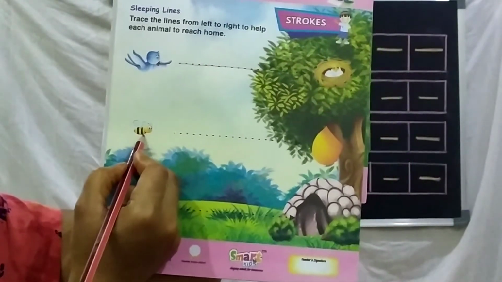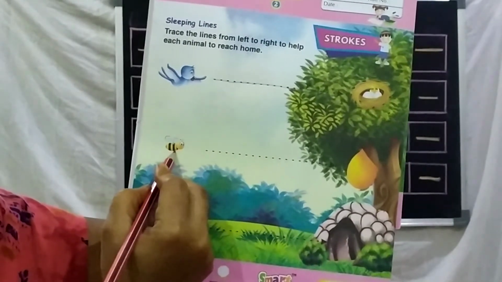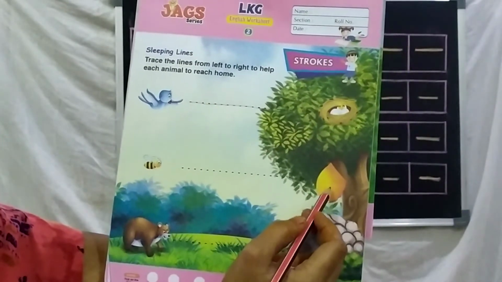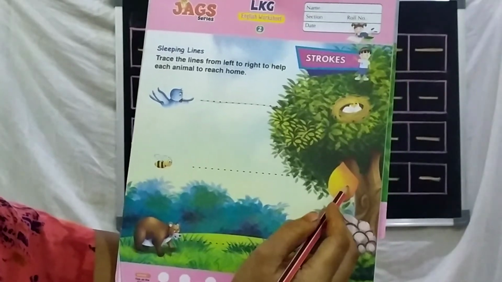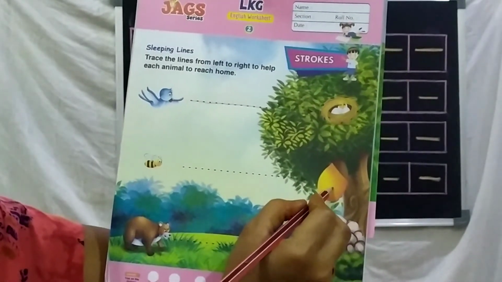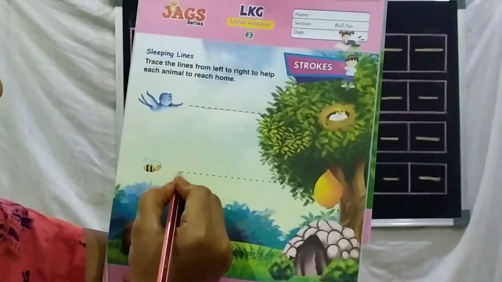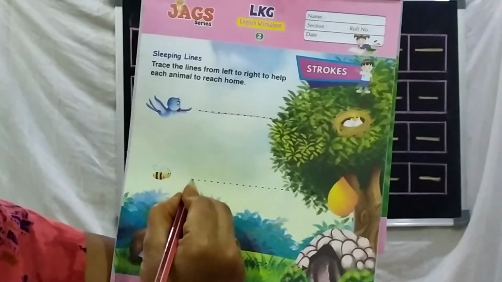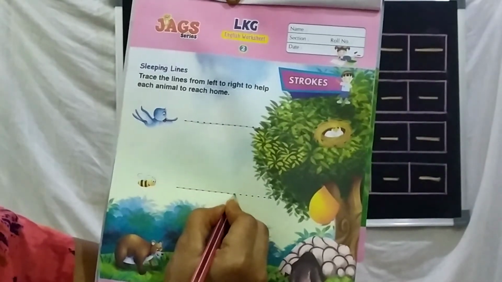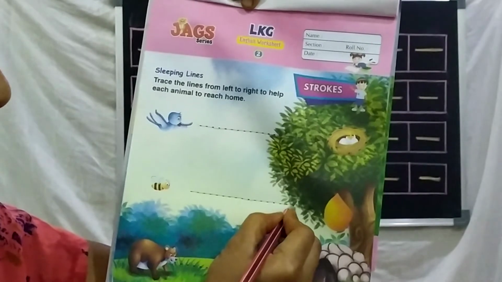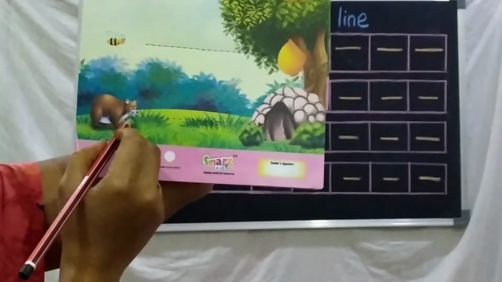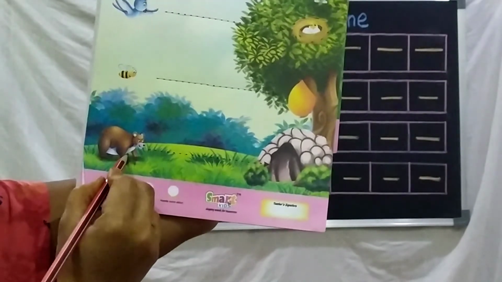Next. What is this, children? This is the honeybee. The honeybee wants to go to the beehive. The honeybee's home this is. Help the honeybee to reach the honeybee's home. Put the pencil here and join the dots. And help the honeybee to reach the honeybee's home, the beehive. Like this you do.